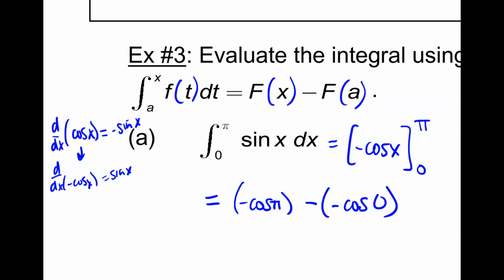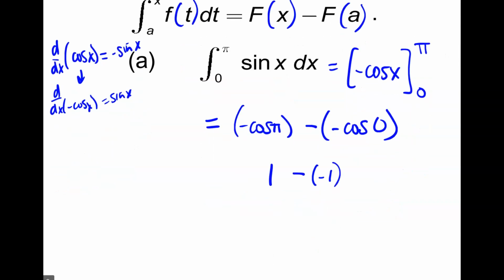What is cosine of pi? Let me think. So remember, cosine is x. 1. Negative 1. So cosine of pi is negative 1. Negative of negative 1 is 1. Minus, and then cosine of 0 is 1. So if you multiply by negative 1, it's negative 1. So this is just going to be 2. That's it. That's how you evaluate it.